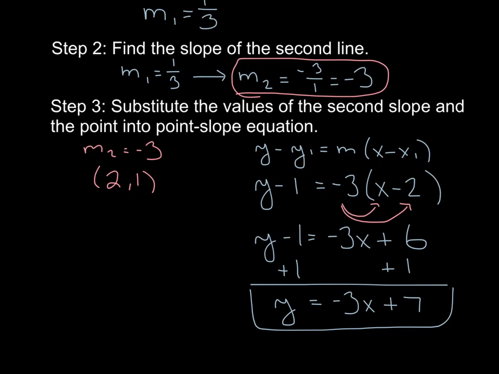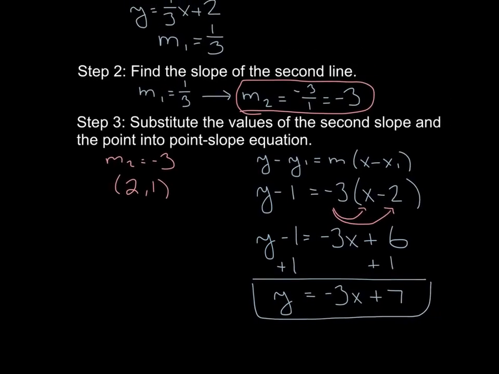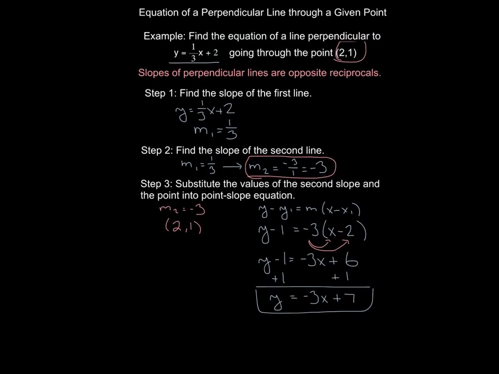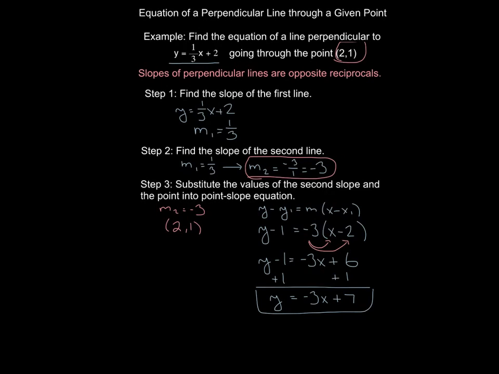y is equal to -3x plus 7 is going to be the equation of a line perpendicular to y is equal to 1/3 x plus 2 going through the point (2, 1).